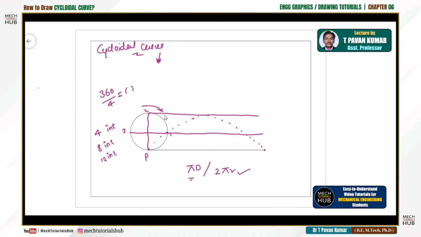Let me define a curve traced by a point. This is that particular point. Let me write it down here for your better understanding. A curve traced by a point, in our case P is the point, on a circle being rolled along a straight line, without slipping on either side. This is how we define it. A curve is traced by a point on a circle being rolled along a straight line. This is what the definition is.